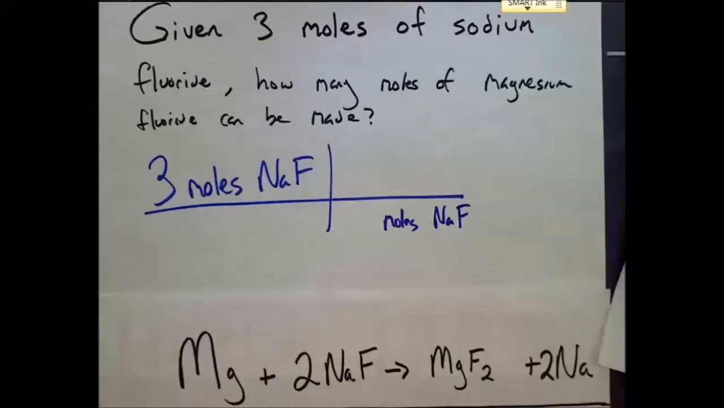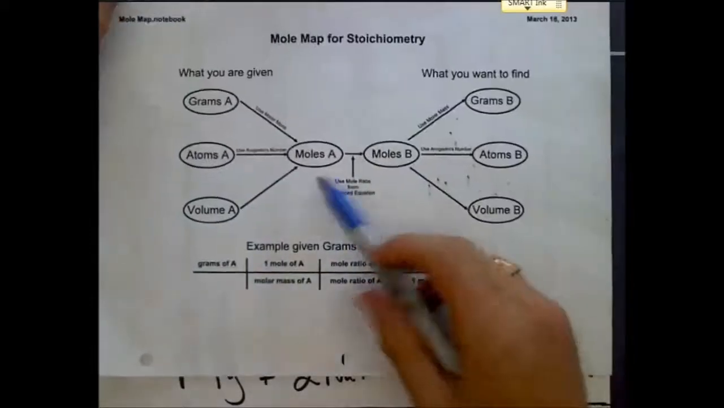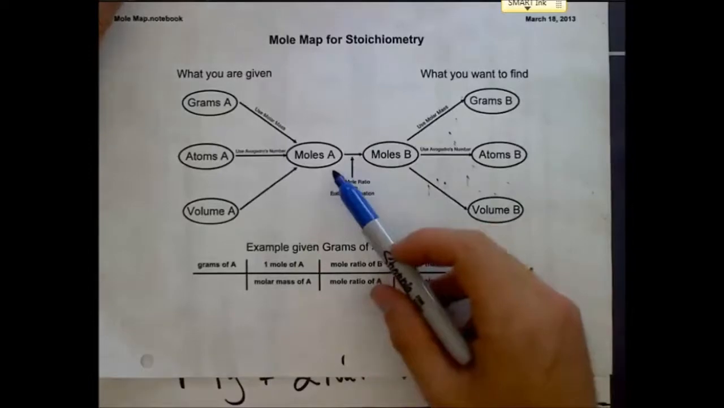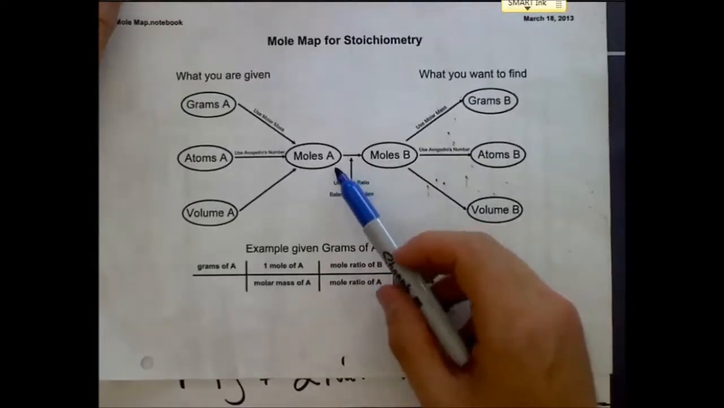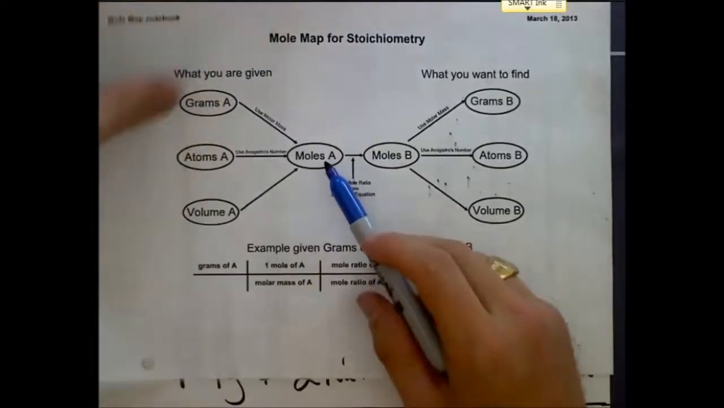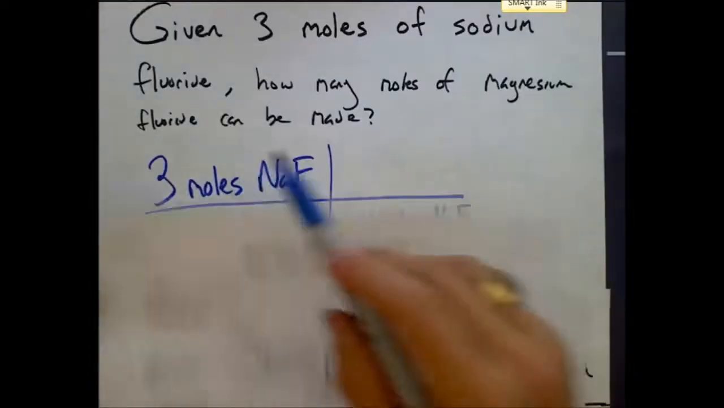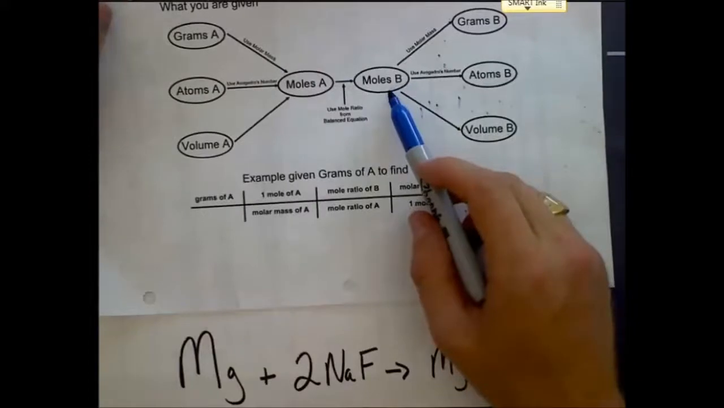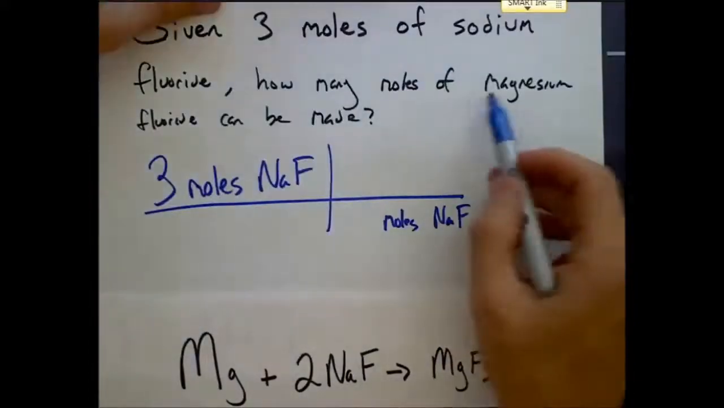The mole map shows us that we only need to go one step. And what's also cool about the mole map is it's going to show us what needs to go on top. We start off with moles of A, moles of the first thing, and it started out on top. We need moles of B, moles of the second thing, on the top of the first step. So this wants moles of magnesium fluoride.